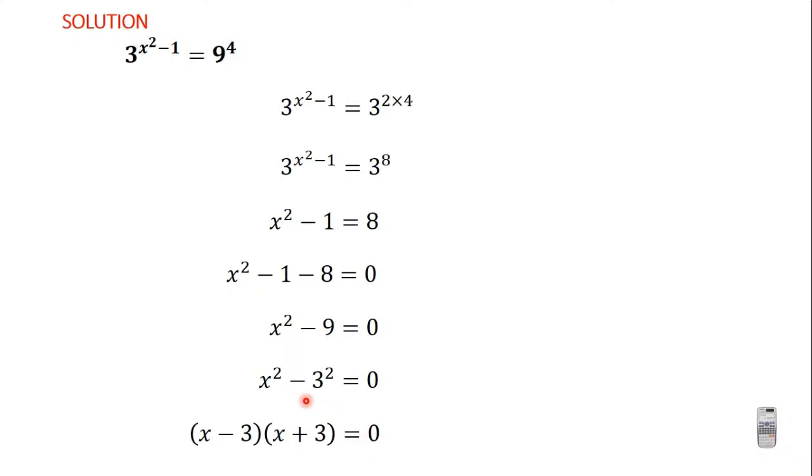In the video on difference of two squares, we explained how to expand difference of two squares. If you want more information about that, you can watch that video under quadratic expressions. We treated difference of two squares there. x squared minus 3 squared is an example of difference of two squares. So in expanding this, you have x minus 3 in one bracket, then x plus 3 in the other bracket is equal to 0.